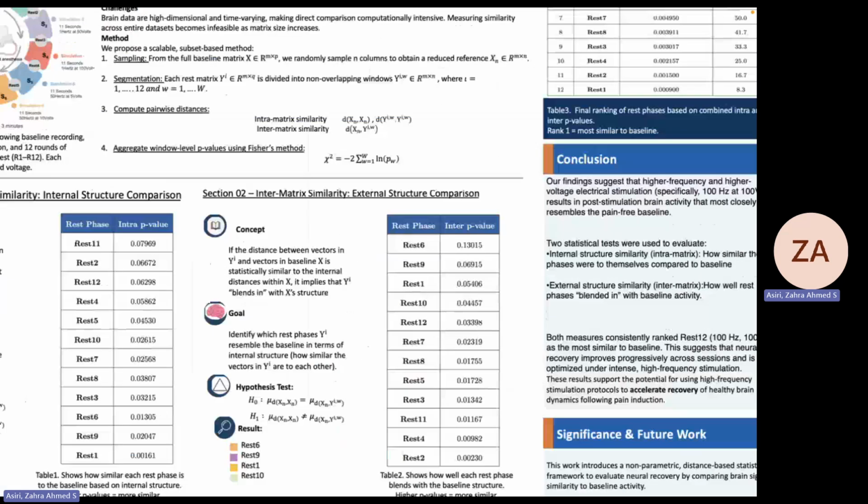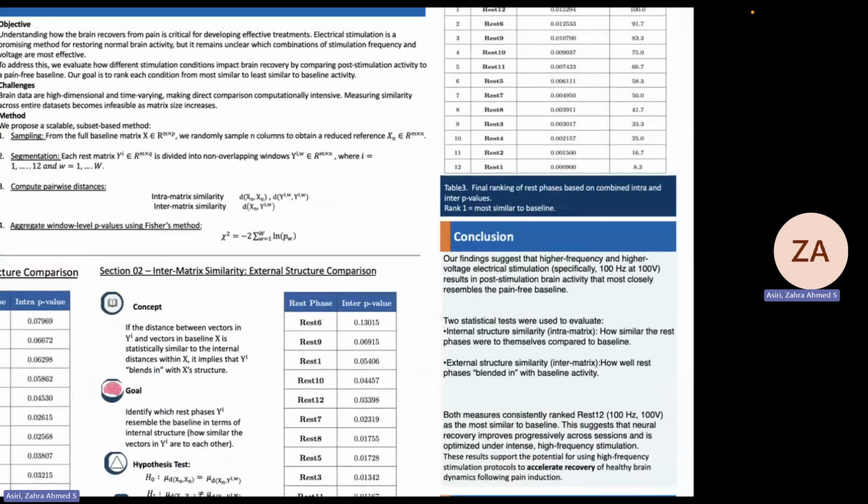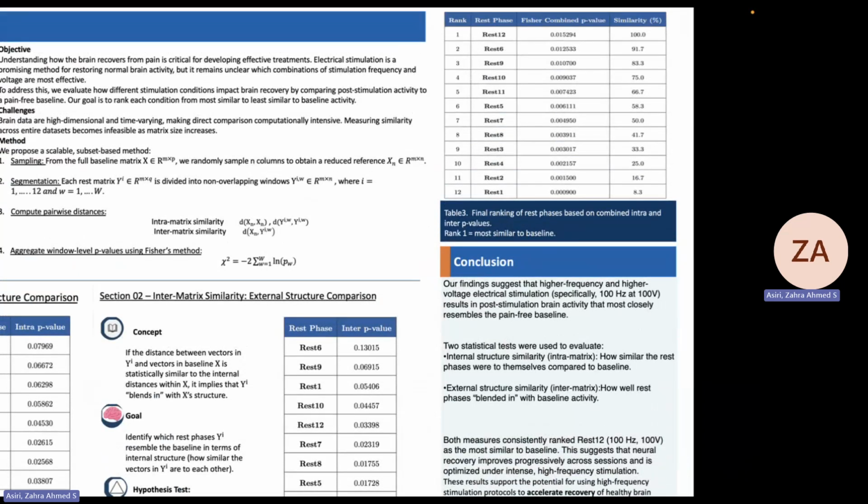Overall, to get a recovery ranking that combines both tests, I used Fisher's method, which merged the intra- and inter-matrix results. Rest 12 came out on top. It showed the highest similarity to the baseline and was linked to the most intense stimulation, 100 Hz and 100 volts. Rest 6 and rest 9 also performed well. At the bottom, rest 1 showed the least recovery.